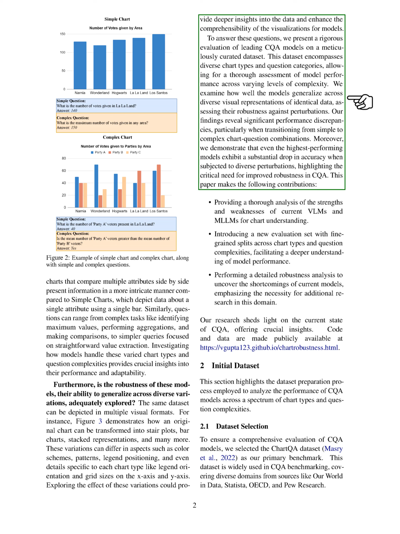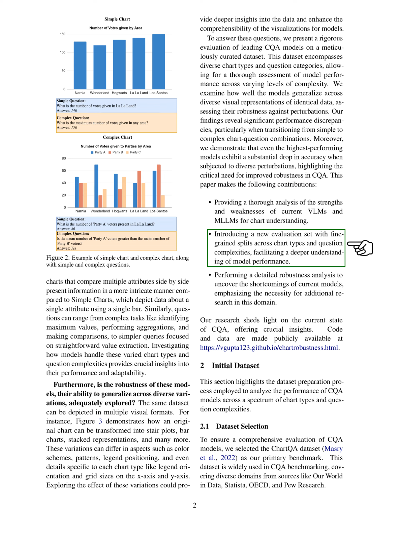To answer these questions, we evaluate leading CQA models on a carefully curated dataset that includes diverse chart types and question categories. We assess how well the models generalize across different visual representations of the same data and their robustness against variations. Our findings reveal performance gaps, especially with complex chart question combinations, emphasizing the need for improved robustness in CQA. Our contributions include a detailed analysis of current VLMs and MLLMs for chart understanding, introducing a new evaluation set with detailed splits across chart types and question complexities, and conducting a thorough robustness analysis to highlight the shortcomings of current models.